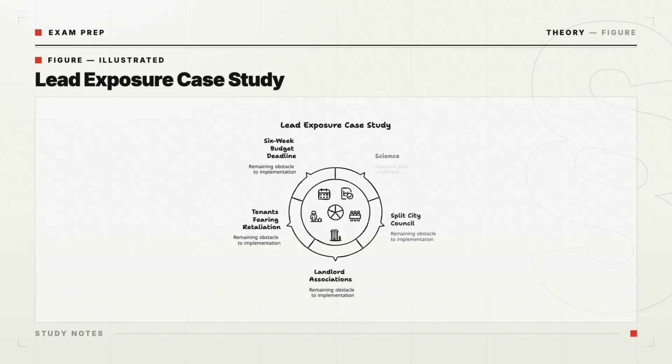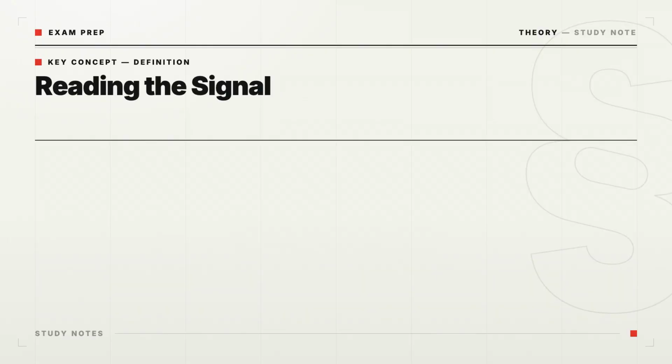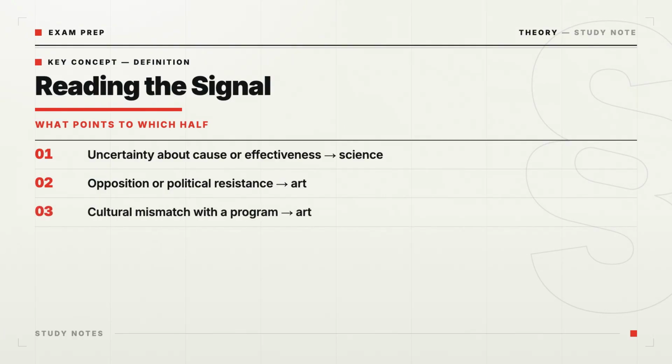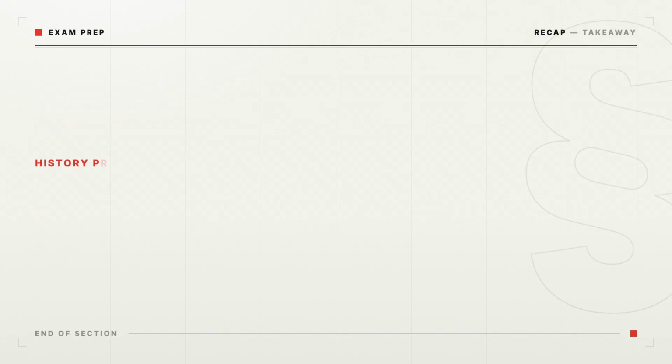Consider a city nurse who proves with solid data that lead in old rental housing is poisoning children. The science is finished. What remains is a divided city council, organized landlord groups, frightened tenants, and a closing budget window. All of it art, not science. When a scenario shows uncertainty about magnitude or effectiveness, that points to the science half. When it shows a stalled intervention, despite sound evidence, opposition, or cultural mismatch, that points to the art half.